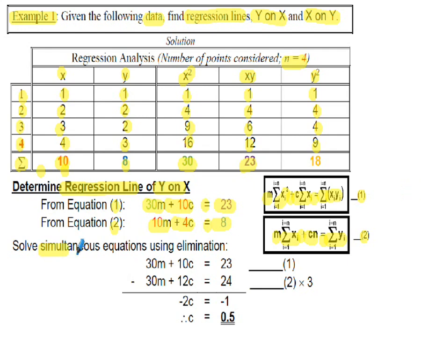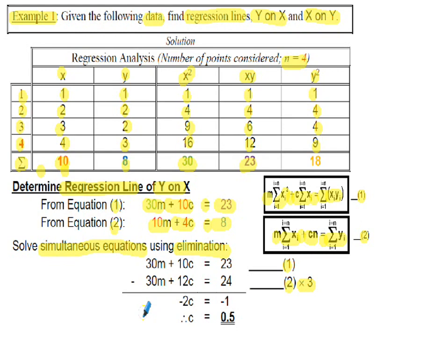We're going to solve these simultaneous equations using the process of elimination. There are various processes we can use to solve the equations, but I'm using elimination here. So what I've done here is repeat equation 1 from above, and I've multiplied equation 2 above by 3 because I'm trying to make the coefficients, the numbers, of the m values the same.